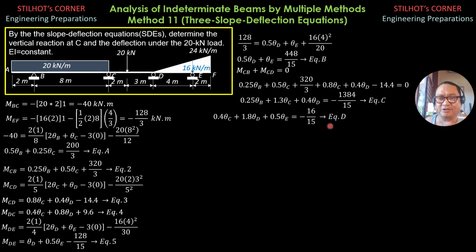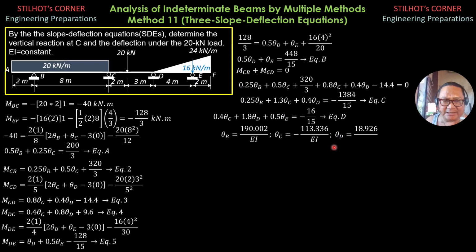Call that equation D. So solving equations A, B, C, and D simultaneously using your high-tech calculator, we get theta B equals 190.002 over EI. Theta C is negative 113.336 over EI. Theta D is 18.926 over EI, and theta E is 20.404 over EI.